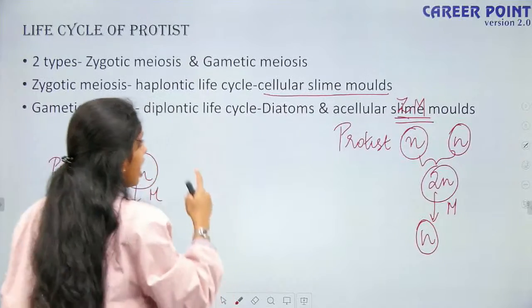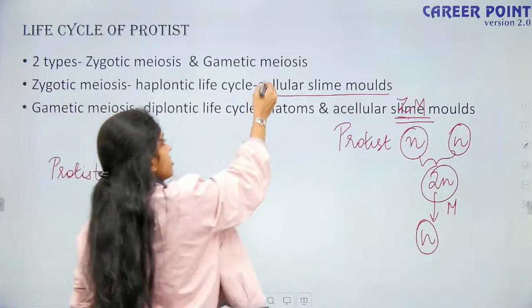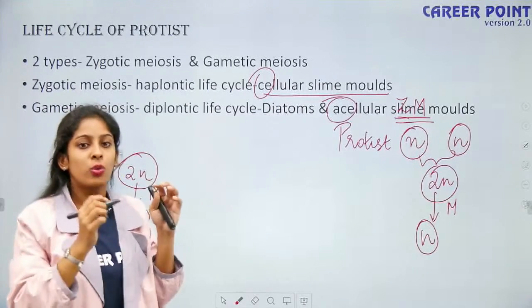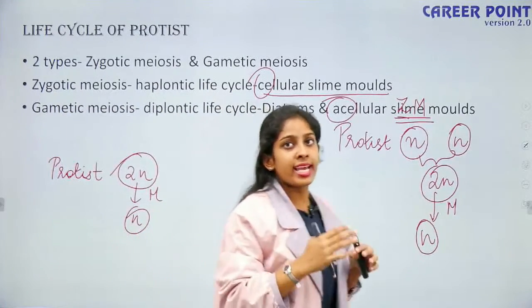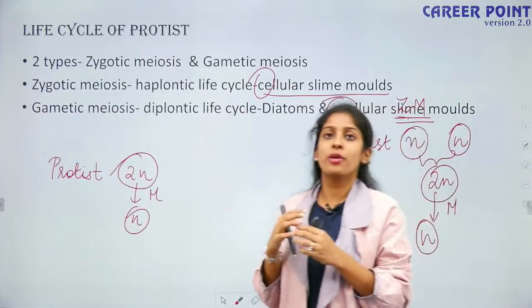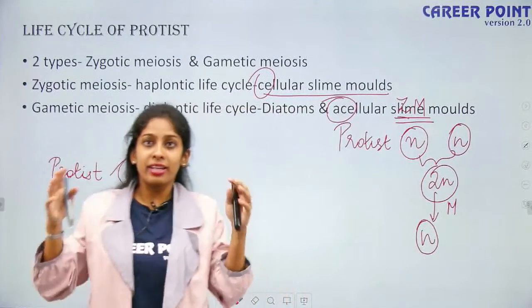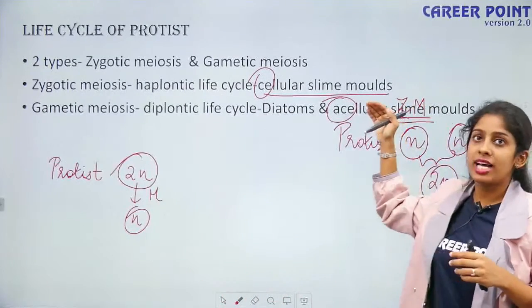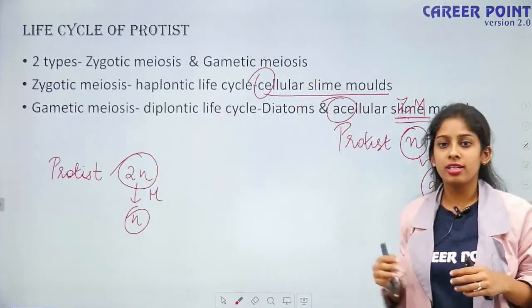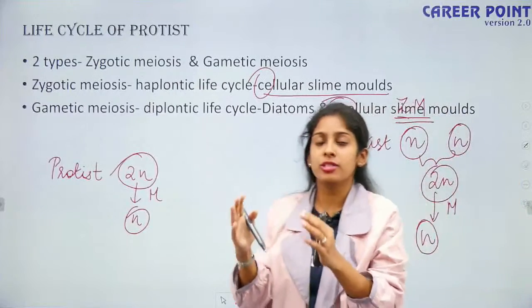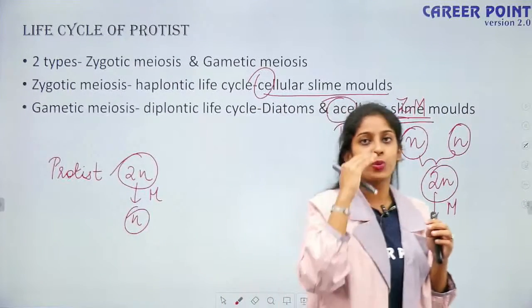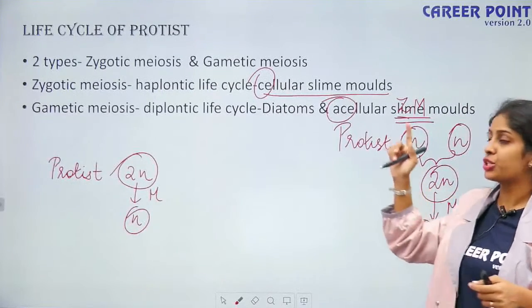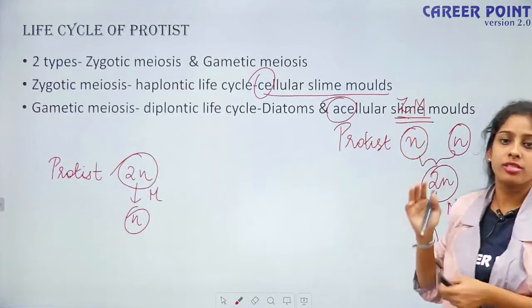When you look carefully, I gave you the example of zygotic meiosis as cellular and gametic meiosis as acellular. So what is the difference? In acellular slime molds, you have the formation of plasmodium, which is nothing but an aggregate of slime molds. That is acellular. In the cellular type, you have many cells which are grouped but not fused. That is the difference between cellular and acellular slime molds. Fine. So this is the life cycle of protists. You should remember what gametic meiosis and zygotic meiosis are.